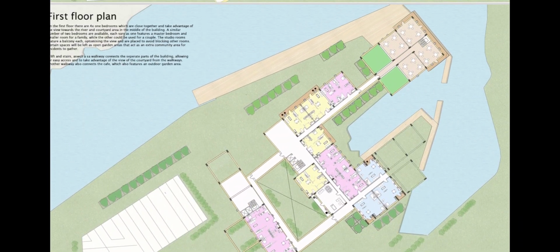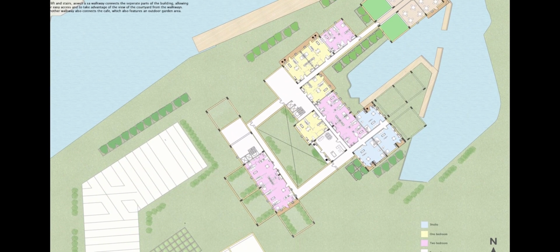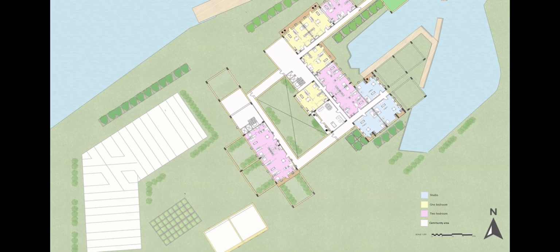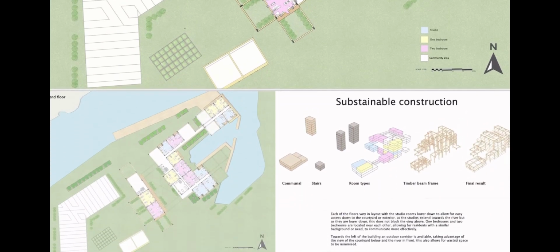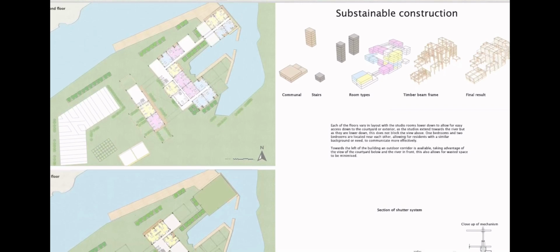And then the first floor onwards really focused on studios, 1 bedrooms and 2 bedrooms, and I tried placing 1 bedroom, 2 bedrooms together so that people could interact, and also making sure to really include those community areas. And then I included a series of diagrams really demonstrating the different roof types, really honing in on that modular construction type together with the timber frame.